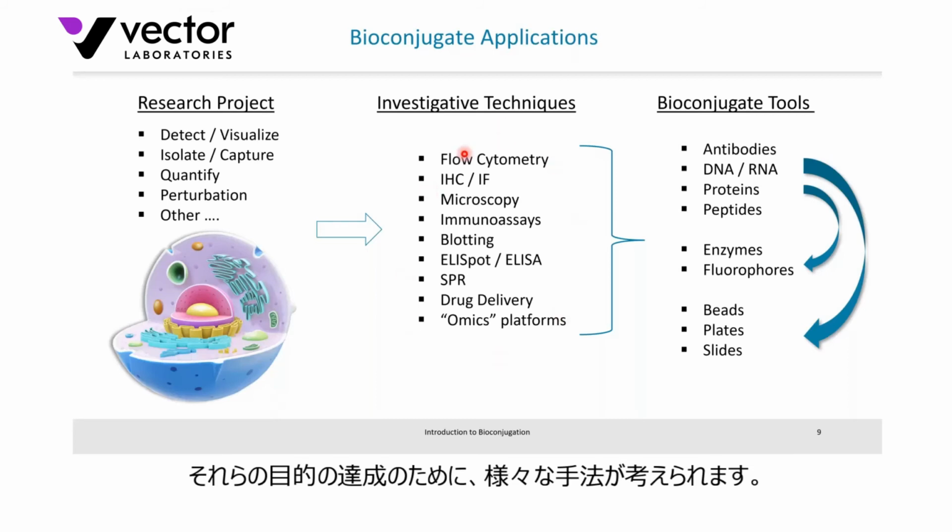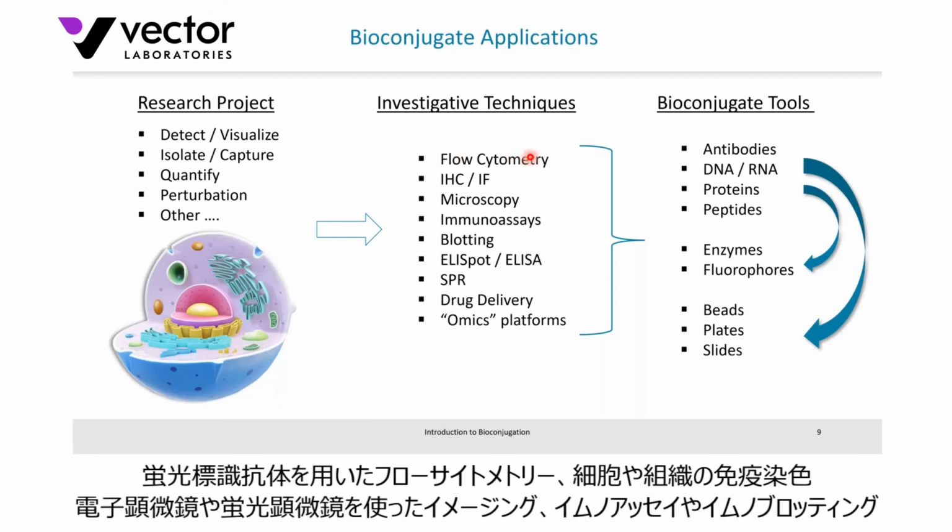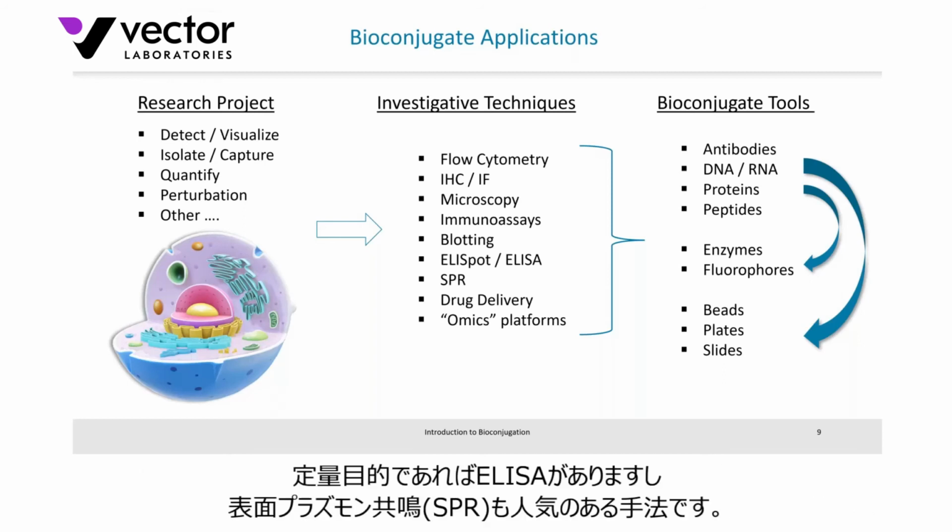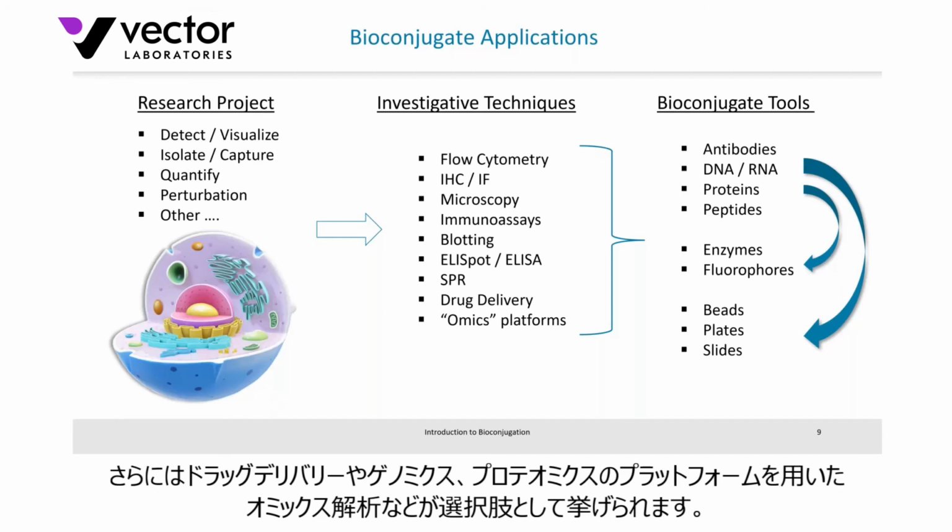What you do then is think of various investigative techniques in doing that, whether it be using flow cytometry, a fluorescently conjugated antibody, some cell or tissue-based staining, microscopy such as electron microscopy, for example, or immunoassays such as lateral flow, protein or Western blotting. Maybe you'd quantify something with an ELISA. Surface plasmon resonance is certainly gaining popularity out there. Maybe you want more defined drug delivery, and I'll show you an example of that coming up. Or indeed, maybe you're working with an omics platform. And what I mean by that is whether it's proteomics or a genomics platform.